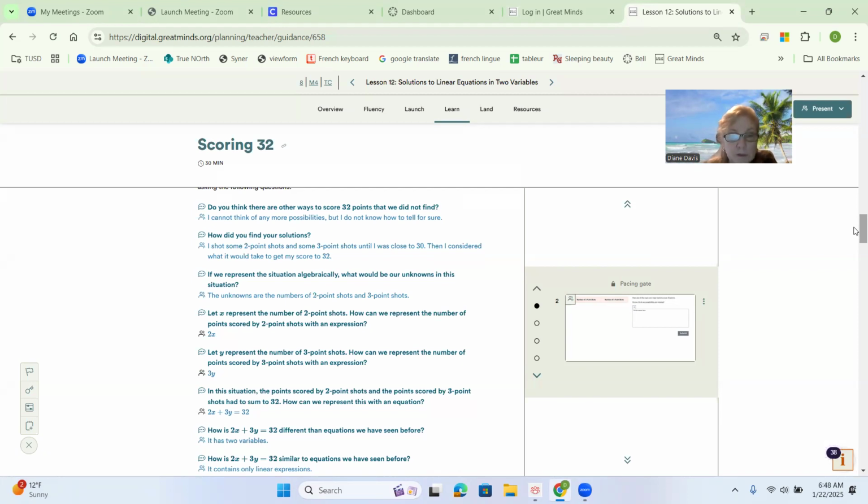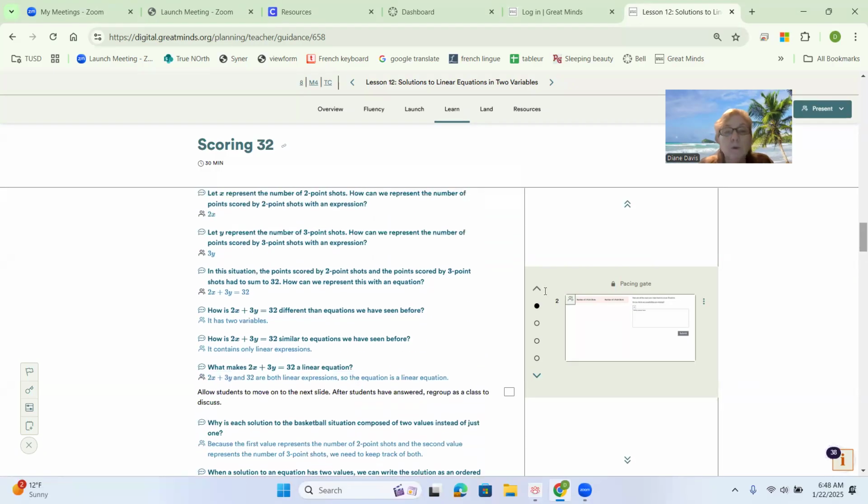Let x represent the number of 2 point shots. How can we represent the number of points scored by 2 point shots with an expression? 2x would be it. And the number of 3 point shots we could represent with another letter, such as 3y. It could be any letter. So then the solution for this would be how many 2 points and how many 3 points equal 32.